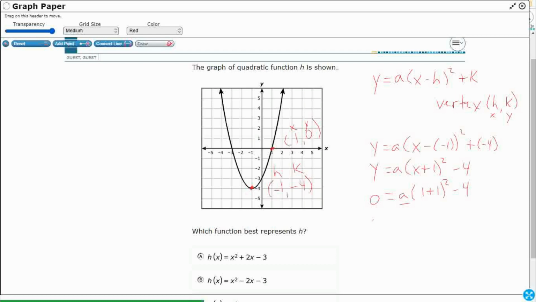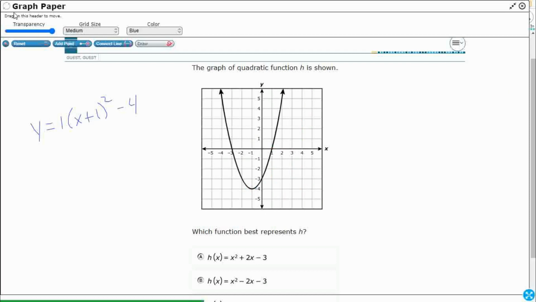So 0 equals a times 2 squared minus 4. That's going to end up being 4a, because the 2 squared makes 4, but they're being multiplied, so I have to keep those there. Minus 4, that's a 0. Let's add 4 to both sides. So 4 equals 4a. So a just equals 1, which means as a multiplier, it really just disappears.